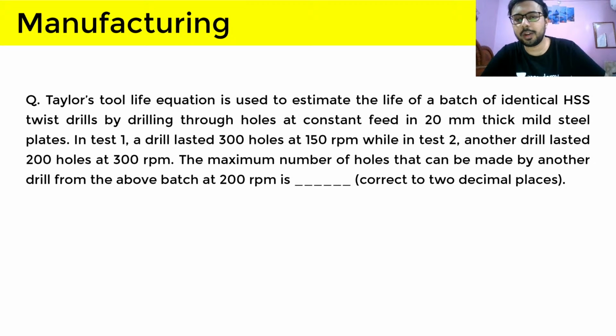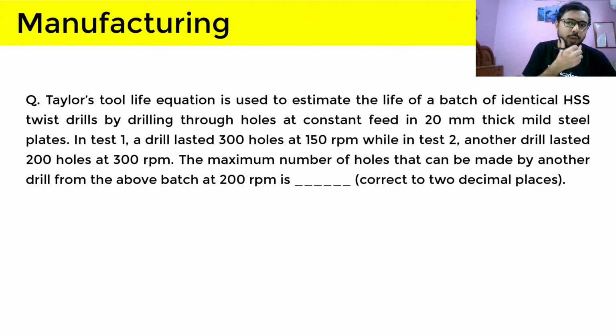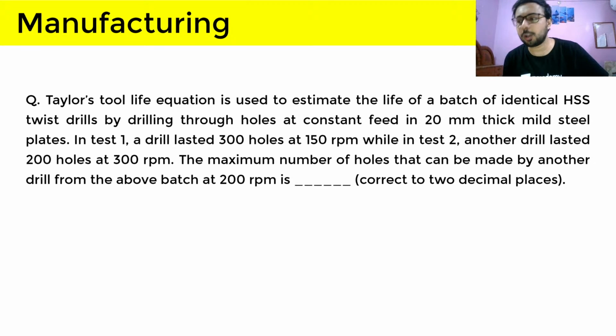So we have been provided with two sets of values, and we have to calculate the maximum number of holes that can be drilled from the batch at a 200 rpm running speed, and we have to find this correct up to 2 decimal places. So let's do this question. This is also one question where you can learn a lot.